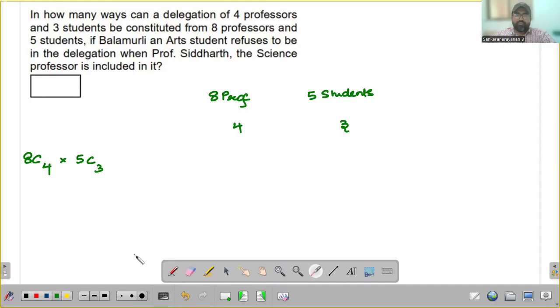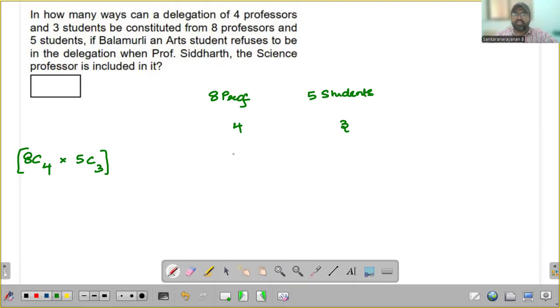Now, in this particular 8C4 into 5C3, there may be instances where Balamurali and Professor Siddharth are together. Balamurali and Siddharth are not to be together. So what I am going to do here is, from this 8C4 into 5C3, eliminate that possibility where Balamurali and Siddharth, those two people, are there together.